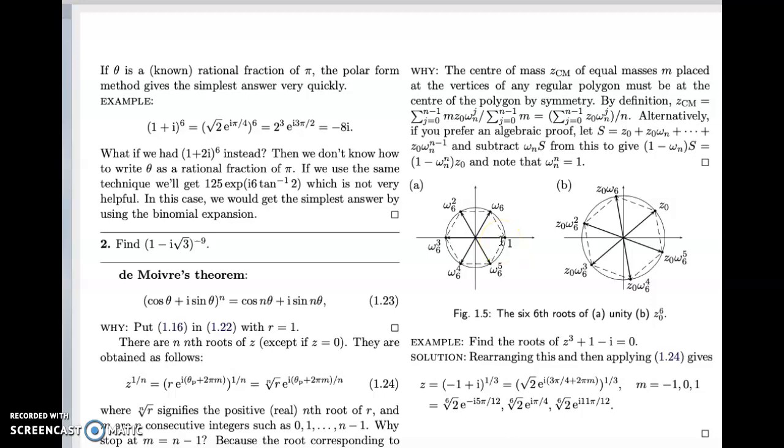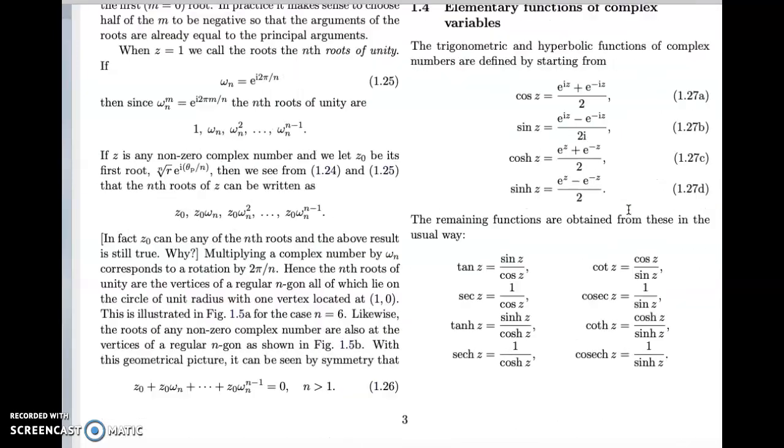So when you want to find the 6 roots of z, for example, all you do is multiply the first root by the 6th root of unity, then the 6th root squared, and so on, and you end up with all the roots lying on a regular hexagon. That's true for any non-zero complex number. The roots of any non-zero complex number will always lie on the vertices of a regular n-gon.